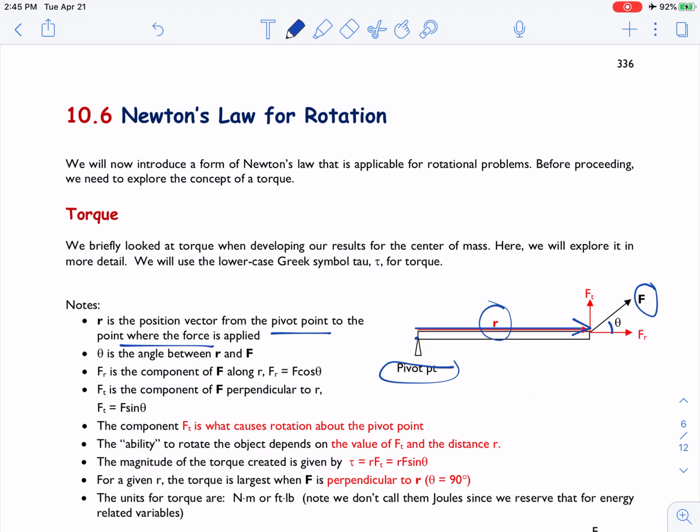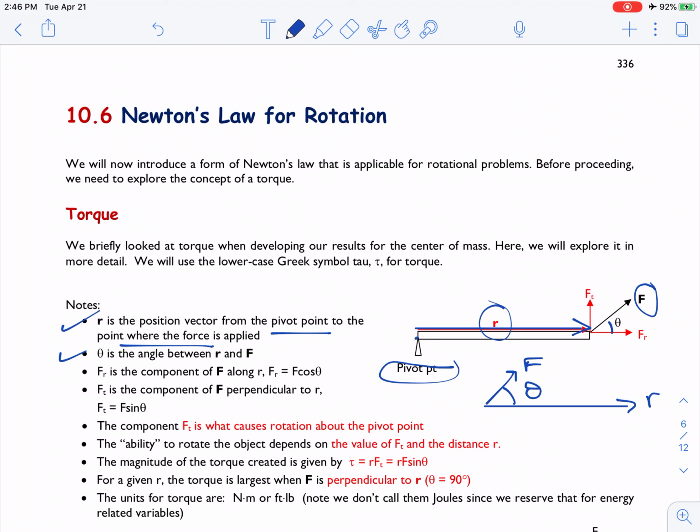It's a position vector. So you start from the pivot point, go all the way to the force point, and you have the force. And then you have the angle theta. I'm also going through these items on the notes. Theta is the angle between R and F, because you can see that F is this way and R is this way, and the angle between them is theta. So you just need to be able to see what is the angle between R and F.